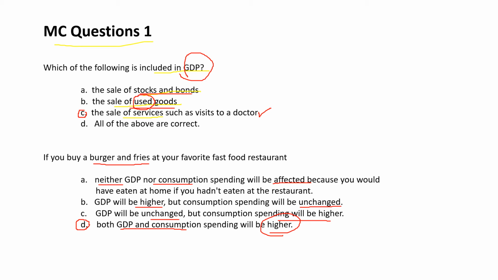Okay, so if you are a customer or individual who wants to buy a burger and fries, you are consuming, so it has an impact on the consumption expenditure because you are consuming these products. And since consumption expenditure is one component of GDP, you remember the GDP four components. Consumption expenditure is one component of GDP. So ultimately, an increase in consumption expenditure will lead to an increase in the total GDP, right? So both GDP and consumption spending will be higher.